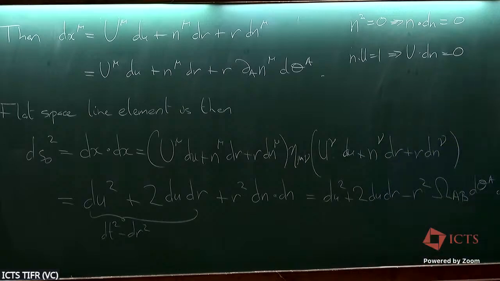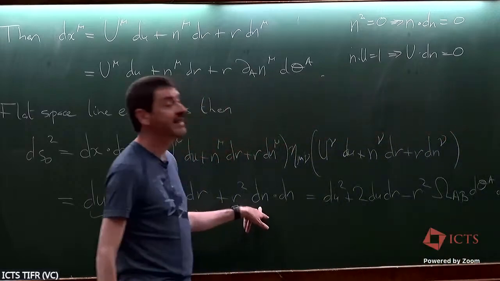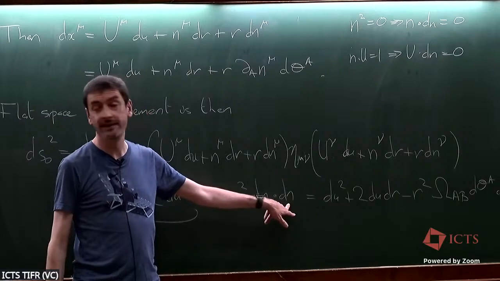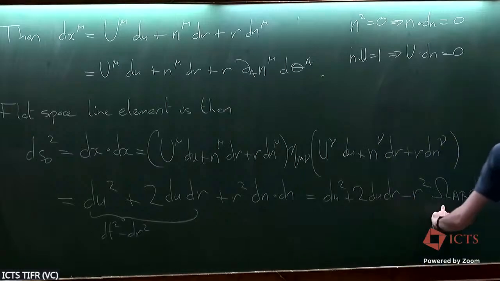So these dn's then dot together to give you the metric on the two-sphere. Okay, so this dn here, I can write it as dn_mu d theta a, dn_mu d theta b. So this term here is going to give me this omega_ab.